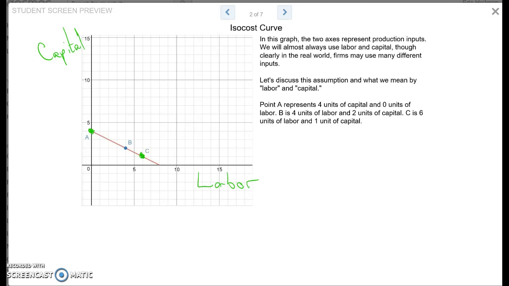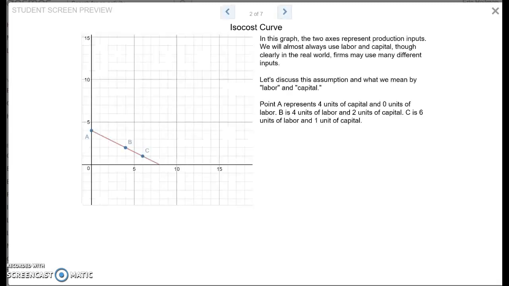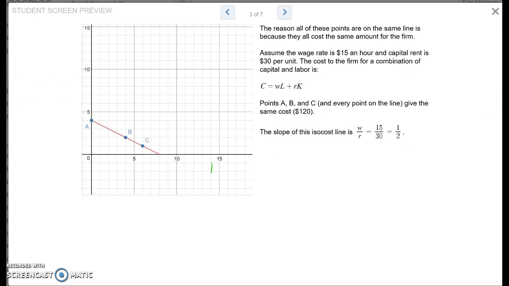Point C over here would be you have 6 units of labor and 1 unit of capital, and so on and so forth. So the next question is, why are these all on the same line? They are all on the same line because all of those bundles that we just looked at all cost the same amount. That's why this is called an ISO cost curve. ISO means same, and cost.